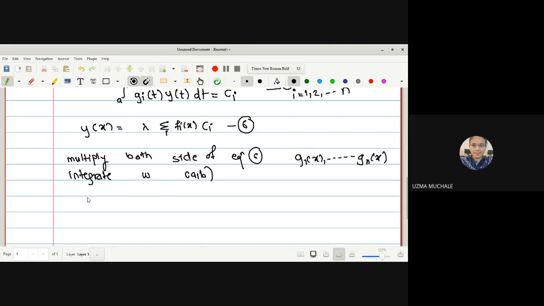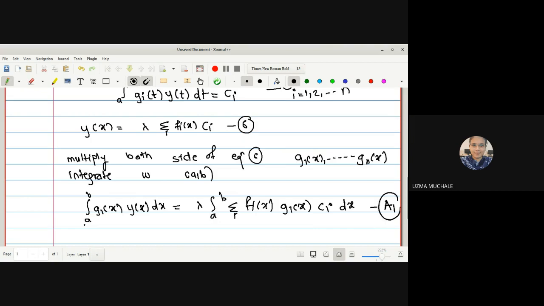Okay, so first we will multiply equation 6 by g1(x) into y(x), and the next thing we will do is integrate. It is equal to lambda integration a to b, summation over i of fi(x), first we have to multiply the first equation by g1(x), into some constant ci into dx, as we are going to integrate with respect to x. Now let us name it as some a1.